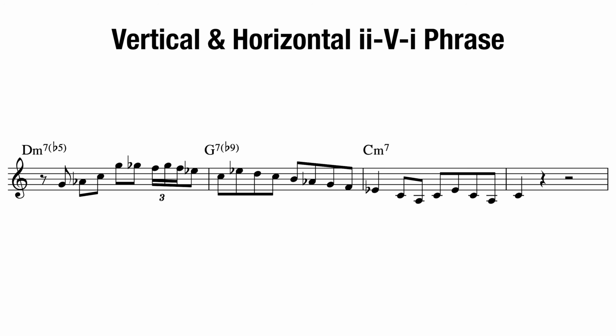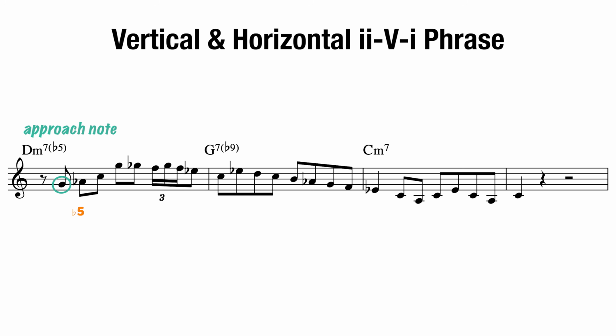So this line is going to be over a minor 2-5 in C minor. So we have D minor 7 flat 5, our 2 minor 7 flat 5, to G7, our 5-7, into C minor 7 or 1. And we're going to start by highlighting the sound of that D minor 7 flat 5 by getting into that flat 5th from a half step below.